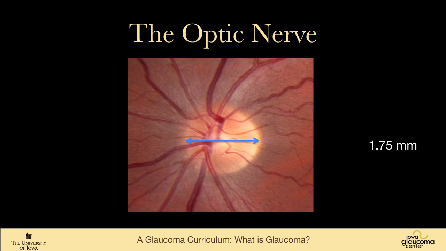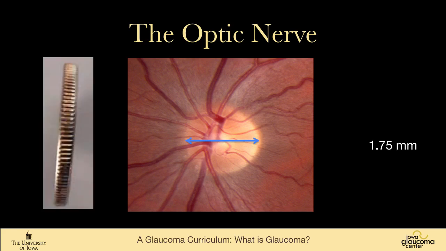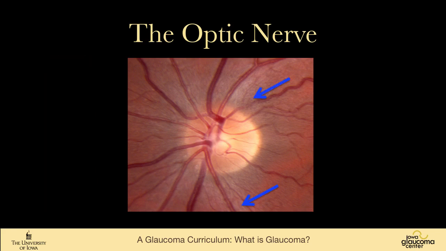The average nerve is about 1.75 millimeters wide. And to put that in perspective, that's about as wide as a U.S. quarter is thick. It is made up of nerve fibers that travel across the surface of the retina. And in this young patient, you can see this stripy pattern to the surface of the retina. But most times you really don't get a sense of the nerve fiber layer because it's clear and hard to see.